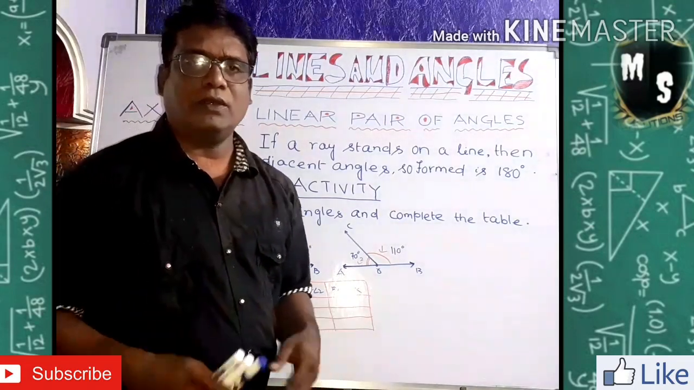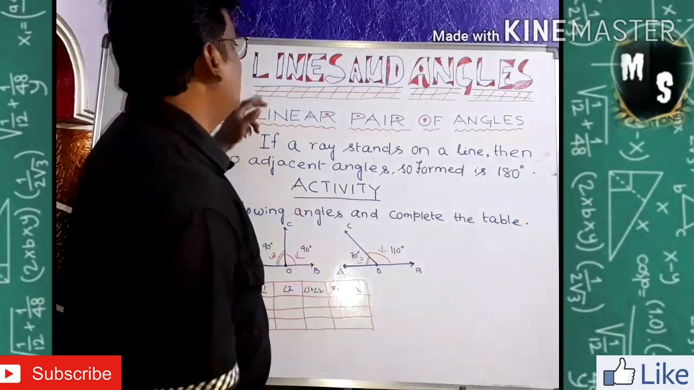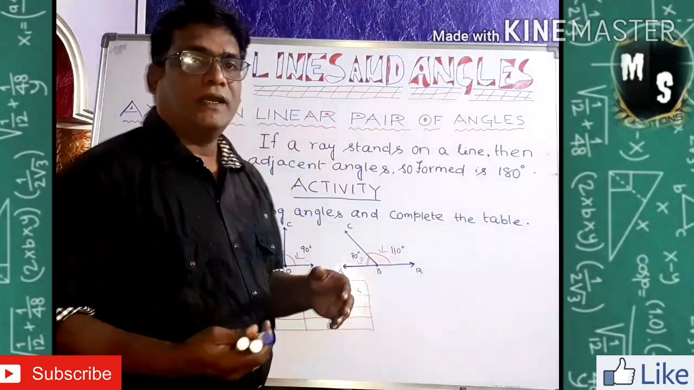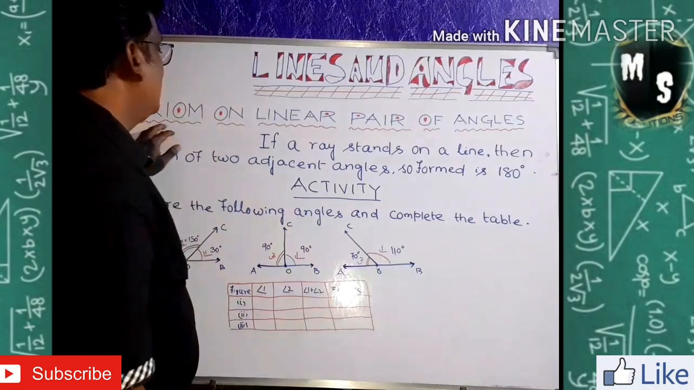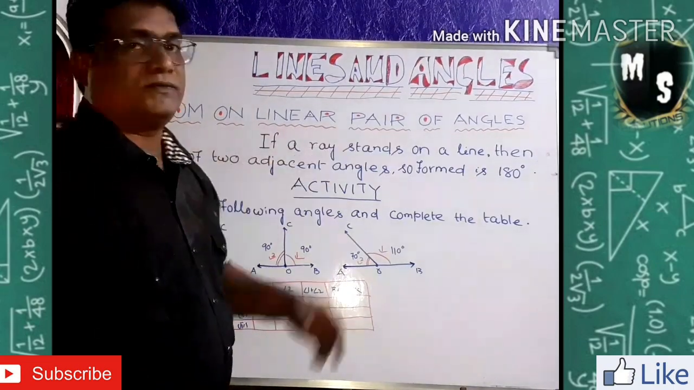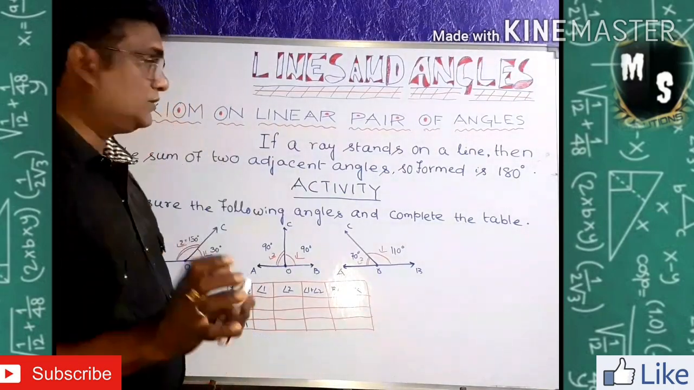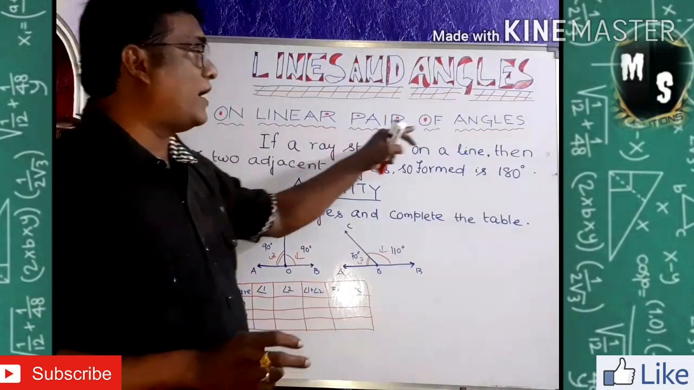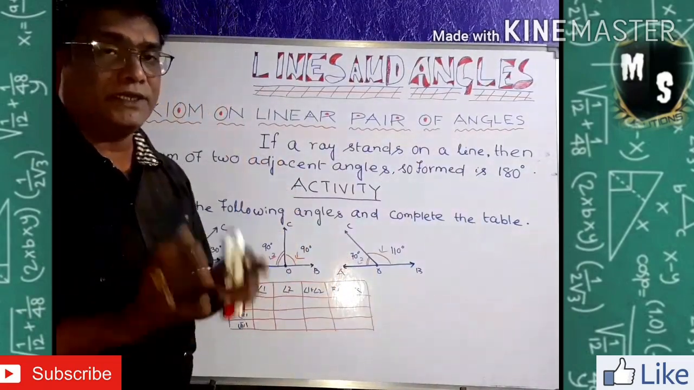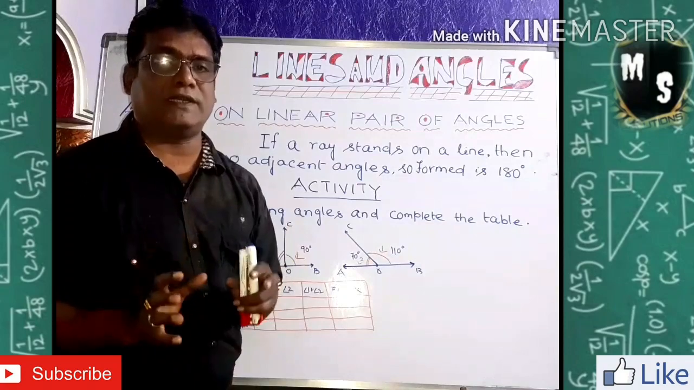Now come to the next part. The next part of lines and angles today is the axiom on the linear pair of angles. What is that? Axiom on linear pair of angles. So what is a linear pair of angles? You have to first understand.